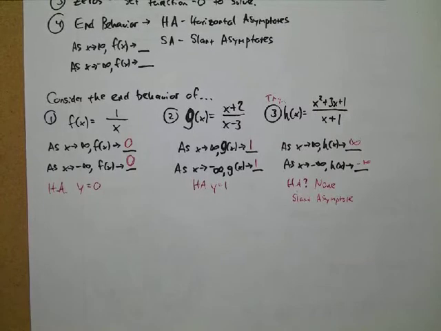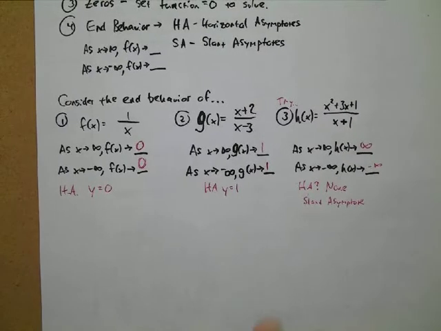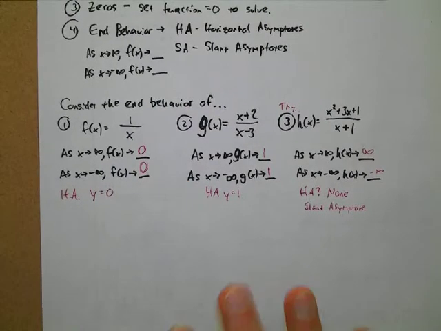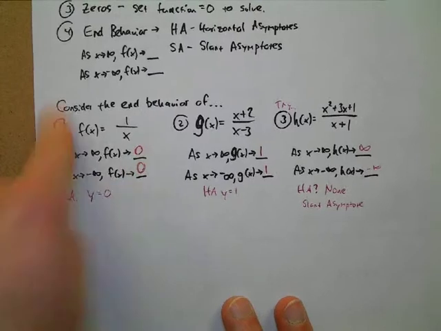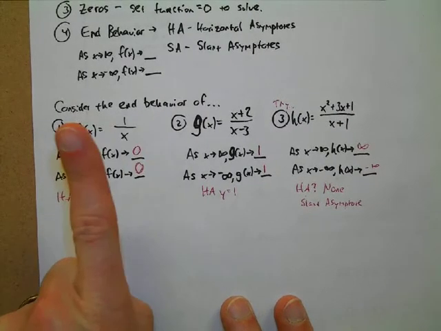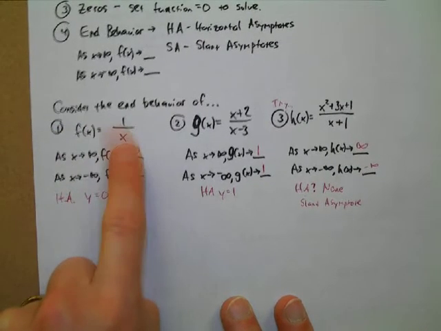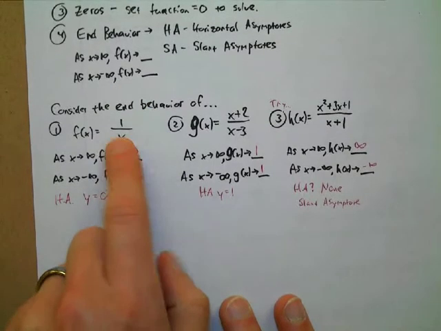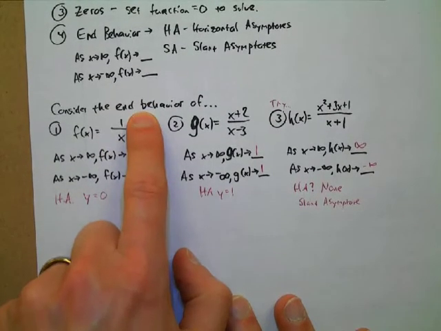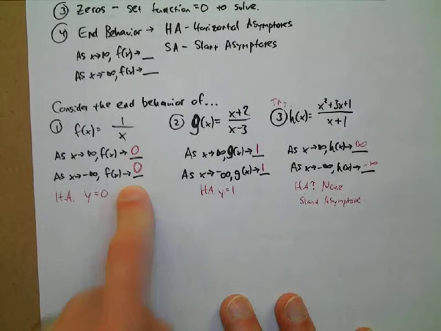Now, it turns out that these three functions you can use as exemplars of the three categories that our rational functions can fall into. So there are three different categories for the end behavior of rational functions. Category one is this one right here, where the degree of the denominator is greater than the degree of the numerator. If the degree of the denominator is bigger than the degree of the numerator, then your end behavior approaches zero, and you'll have a horizontal asymptote at zero.